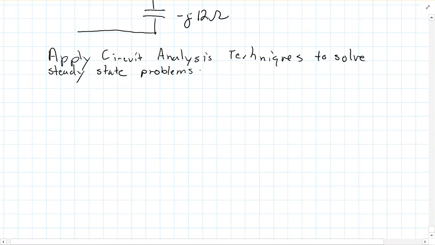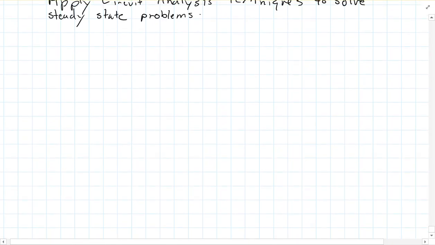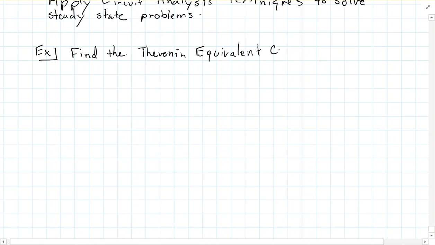Now in some cases we're going to have to find the actual impedances. Sometimes the problem will give us impedances. So let's look at this first one here. This first problem is find the Thevenin equivalent circuit.